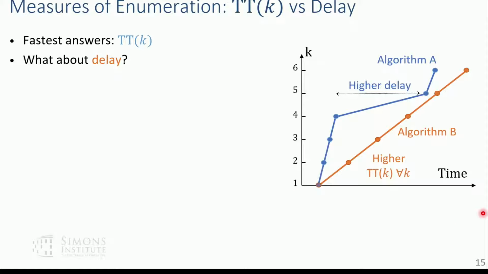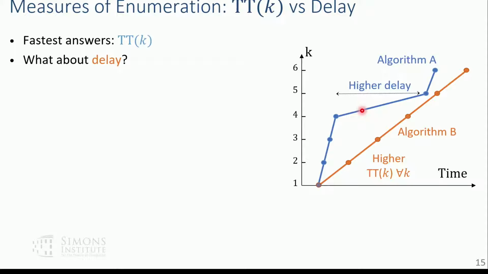So essentially, what's the difference between the time to k that I just showed you and the delay? If we are interested in getting the answers as quick as possible, the time to k is the measure that captures that. Delay is more about having regular inter-arrival times. I have here an example on the right. The x-axis is the time, the y-axis is the number of solutions returned, and we have two algorithms, algorithm A and algorithm B. You can see that algorithm A returns every solution faster than algorithm B, but it has a high delay. So there's this gap here. Algorithm B, on the other hand, is more regular, but it's slower.